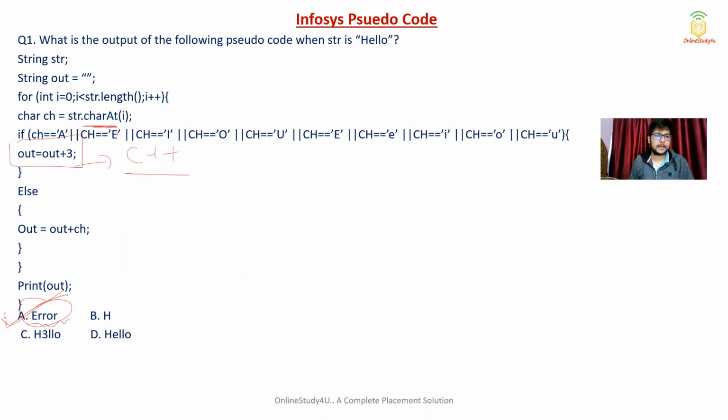Here also they have used charAt(i). So if it is a vowel, at every place of vowel they have used 3, right? So for H, E is a vowel, then 3. L is not a vowel, L is not a vowel, then O is a vowel, then 3. So this seems a possible answer too when it comes to Java. So this is a bit ambiguous. They should clarify about it. Okay.